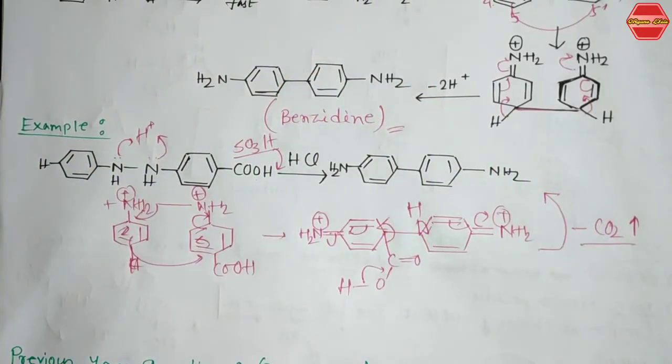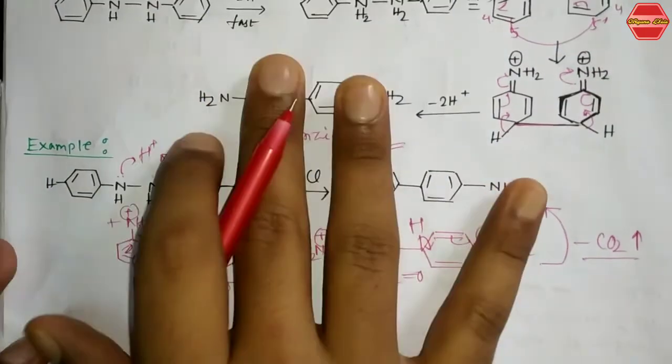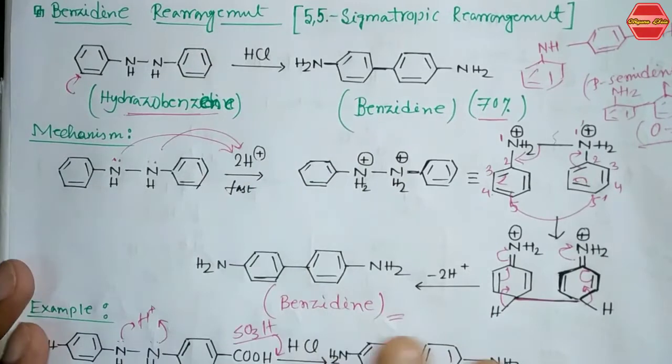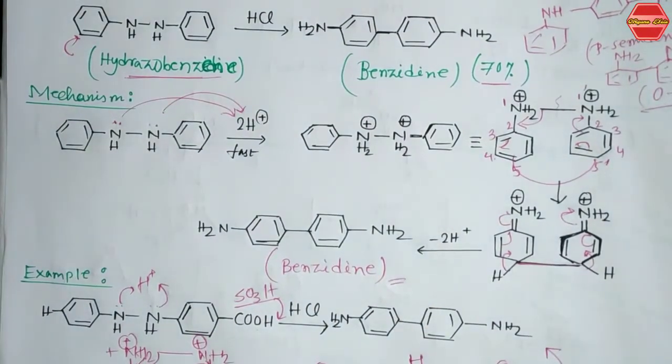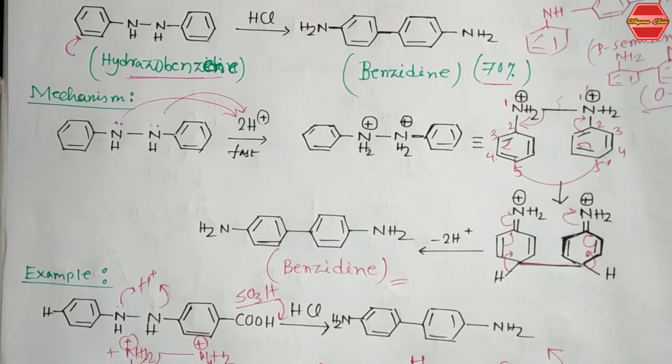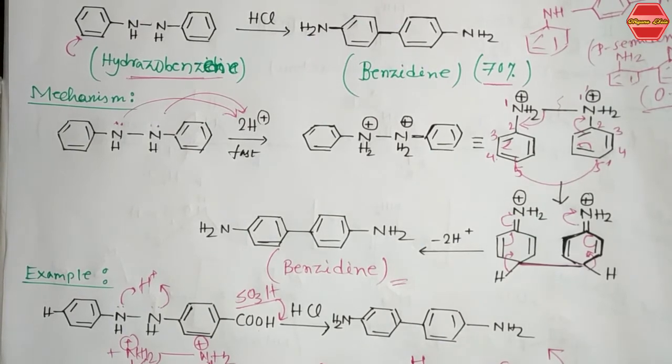I already covered this topic, and that's it for all these rearrangement reactions, the benzidine semidine or 5,5 sigmatropic rearrangement reaction, as well as the Neber rearrangement. And if you have any doubt regarding these two, 5,5 sigmatropic or Neber rearrangement, feel free to ask me in the comment section.